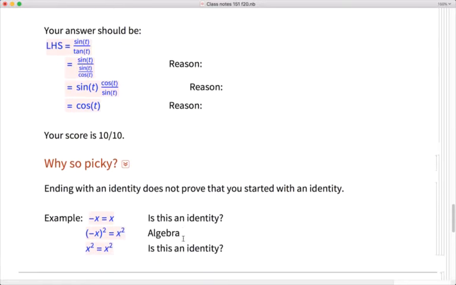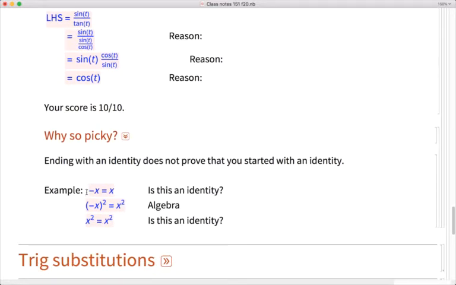Why are we so picky about this? Well, here's an example. Perhaps the example is so obvious that it doesn't seem like it merits anything, but I just want a quick answer here. Minus x equals x. Is this an identity? The answer is no. For example, take x equal 3. Negative 3 does not equal 3. That is not an identity, minus x equals x. That's not true for all values of the variable.